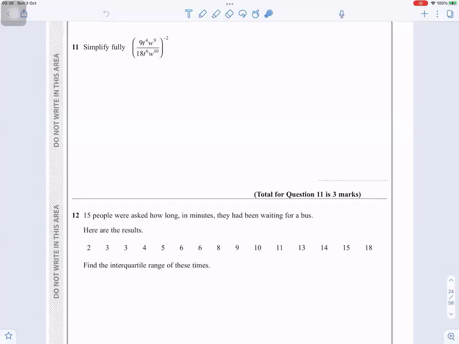Question number 11 and question number 12.